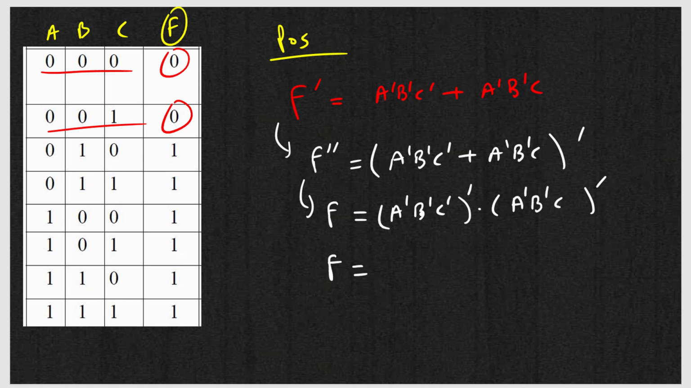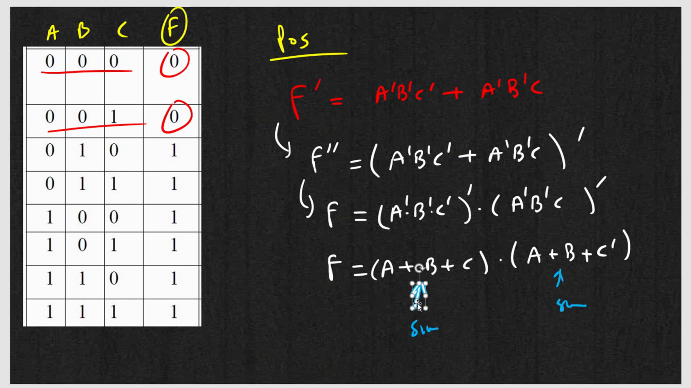Now let's simplify this. This is a multiplication, it becomes an addition. So you have a double prime, it's a plus b plus c times a plus b plus c prime. This is a product. You see, it's a product of sums. This is a sum, this is a sum, and these are two different ways of writing the logic function corresponding to this truth table.